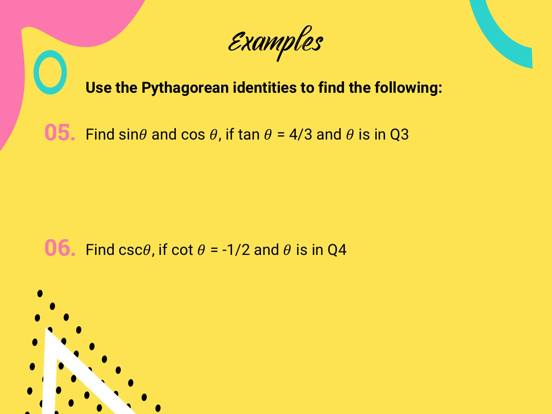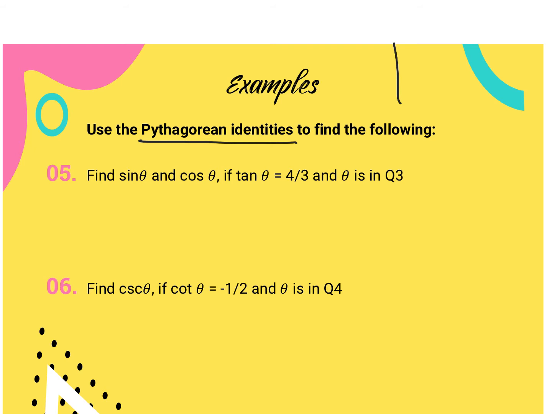Now, notice the instructions here say to use the Pythagorean identities. Now, technically, you could probably graph this ordered pair and get the answer that way. However, if the instructions say use Pythagorean identities and you do not use Pythagorean identities, you will get the question wrong. So, for example, this question, if I were to graph this, remember tangent of theta is y over x.